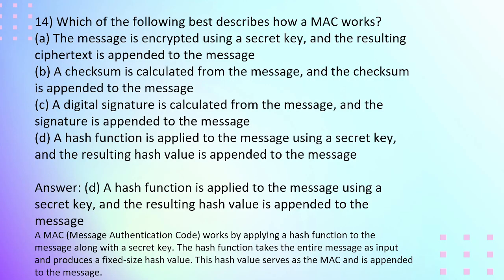Next, which of the following best describes how a MAC works? And the answer is a hash function is applied to the message using a secret key, and the resulting hash value is appended to the message. A MAC works by applying a hash function to the message along with the secret key. The hash function takes the entire message as input and produces a fixed-size hash value. This hash value serves as the MAC and is appended to the message.